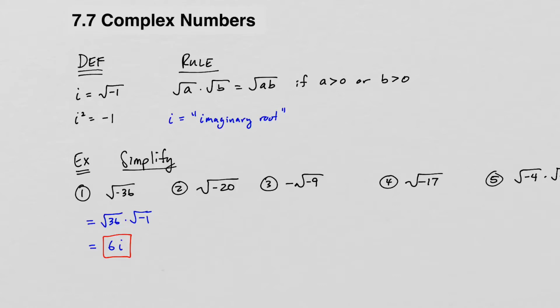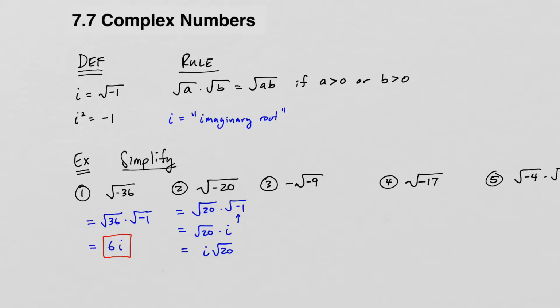And so this simplifies to 6i. For our next example, we have the square root of -20. Now, this is a little bit different when it comes to simplifying. First of all, let's think of -20 as the product of 20 times -1. And we know the square root of -1 is i. And so this is the square root of 20 times i. And we would normally put that i in front of the radical. So we can write this as i times the square root of 20.